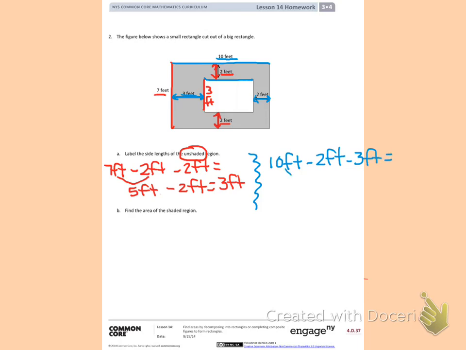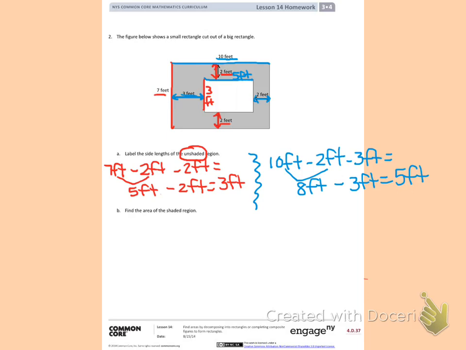And let's see what that equals. 10 minus 2 is 8 feet, minus these 3 feet, which gives us 5 feet. And this one here will be 5 feet. It says to label the side lengths of the unshaded region. And I've done that in 2 different colors so it's easy to see and doesn't get confused with the other labeling that's there.